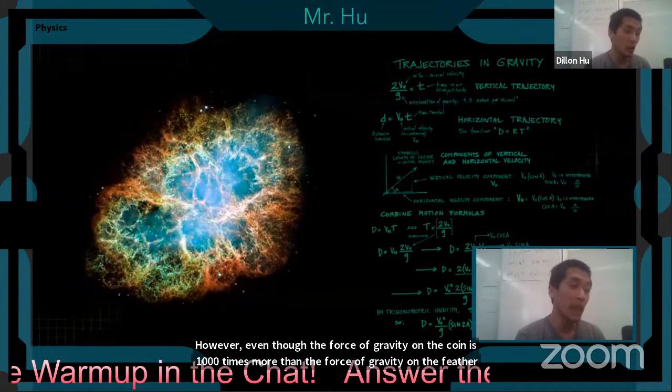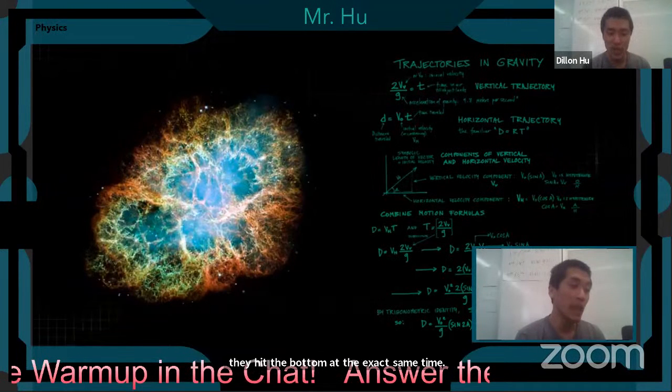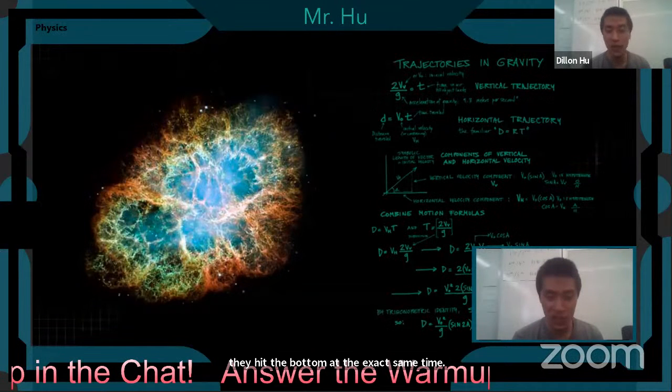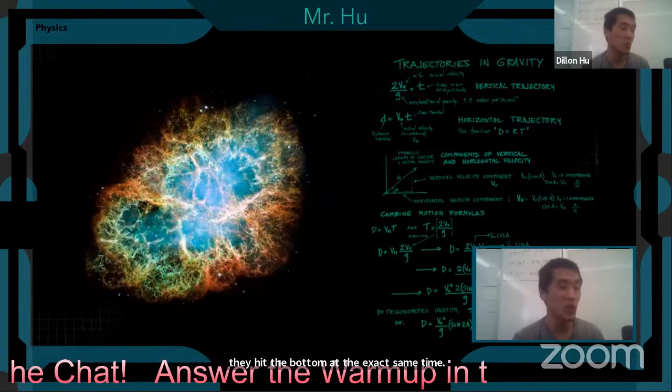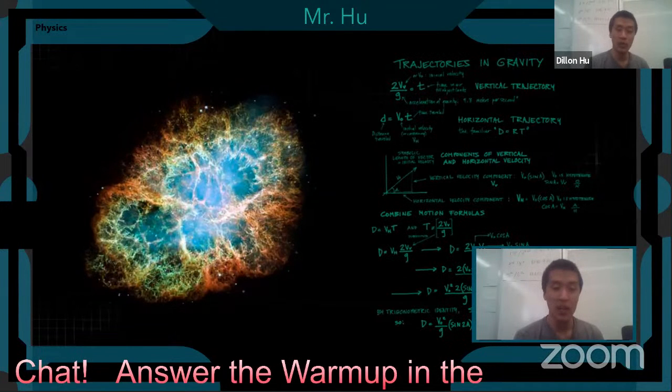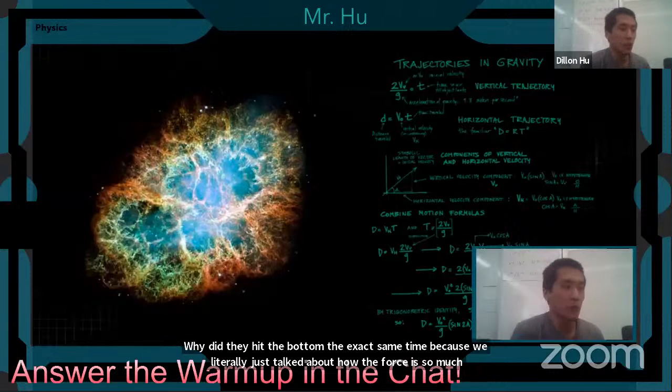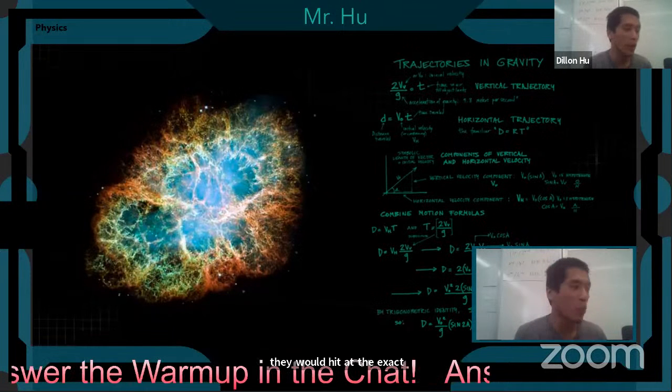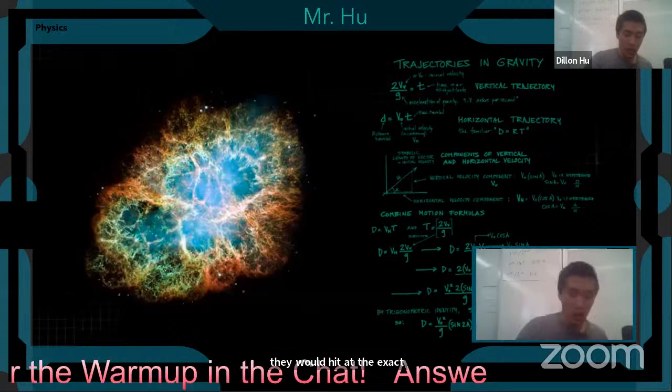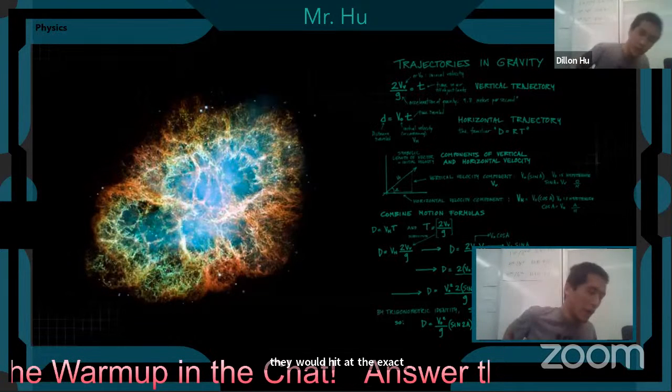Well, the key thing here is the acceleration of both of them is the same, right? So if you are accelerating at the same rate, your velocity is going to be changing at the same rate, which means your position is going to be changing at the same rate. So it doesn't matter that the force is bigger, because even though the force of gravity is bigger on the coin, the mass of it is also bigger, which will in the end sort of cancel out.